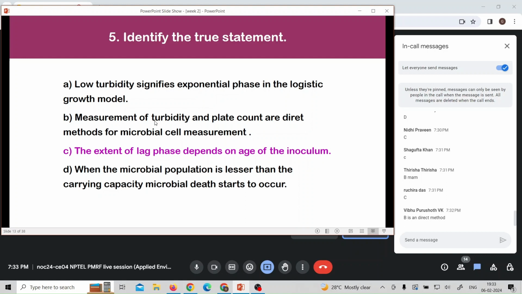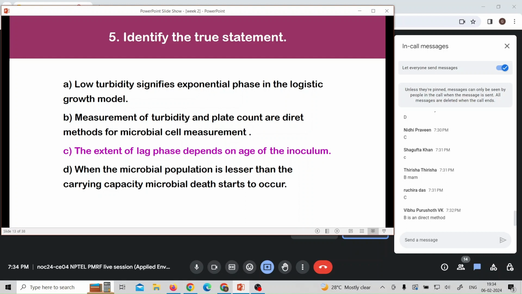Measurement of turbidity and plate count are direct methods for microbial cell measurement. I guess this statement is a bit confusing here. Let me explain what direct methods for microbial cell measurement are. In the direct method, you're going to directly count. See, if I'm handling this session in person with you all, and I count how many of you are present there, that is called a direct method.